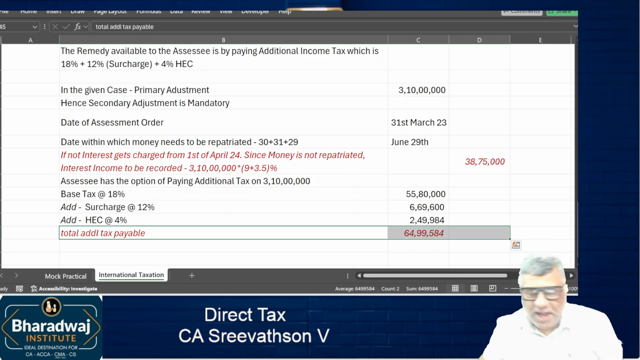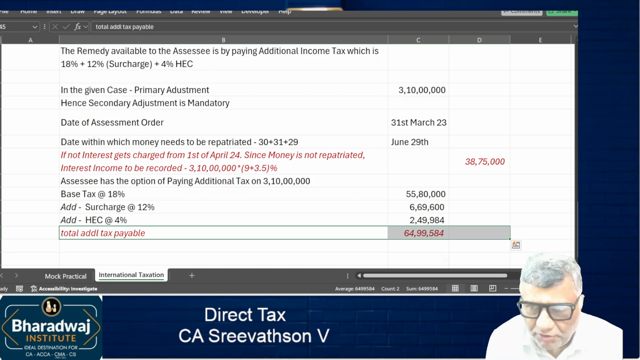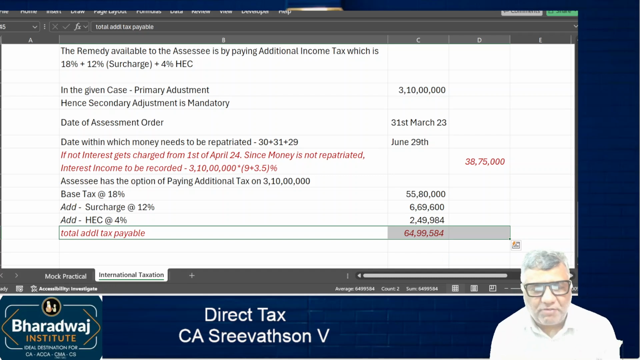I will share the Excel 100%. Whether you want it on a day-to-day basis also, I will share. Or if you want me to complete it after the 5 days also, I will share. I will definitely share this Excel. This is not going to be held back by me.